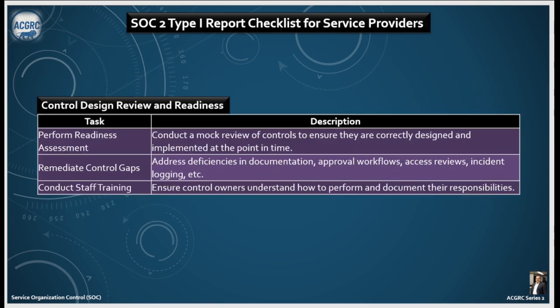Next is control design review and readiness. Again, very similar to the past. Conduct mock reviews. Make the mock reviews much more robust than the actual audit. That helps your cause. Address the deficiencies that you find in the mock drill. Look at the workflow, refine, define; approval processes in the workflow are critical, super sensitive. Check for gaps in those. Ensure control owners understand how to perform and document their responsibilities. A clear matrix, a clear RACI, goes a long way in mapping the accountability and responsibility for the teams and people.